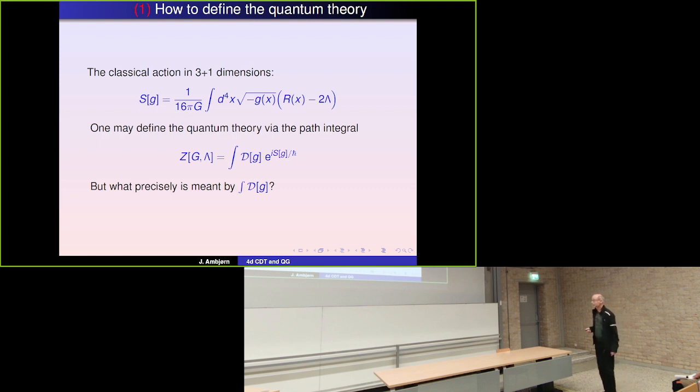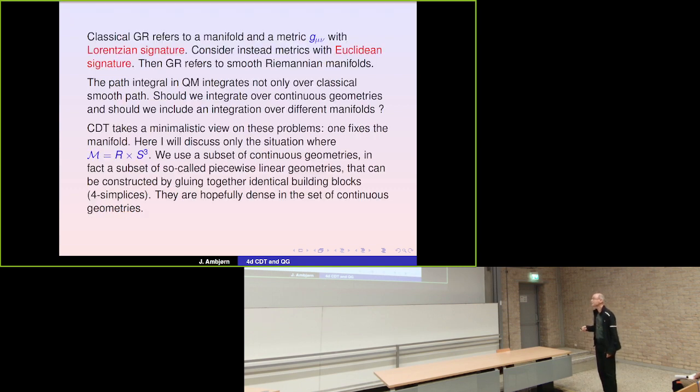Well, we have the classical action of gravity, and we can define the quantum theory via the path integral. And the path integral is wonderful. So yeah, it is a wonderful formula. Any classical action, you put it in here, and here's my quantum theory. But of course, the devil is in the detail of defining this. And in this case, what is the precise meaning of this integral here over geometries, as I've written it here?